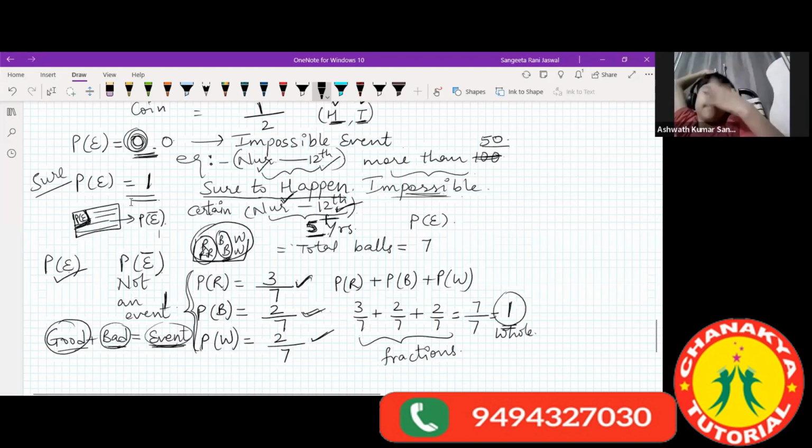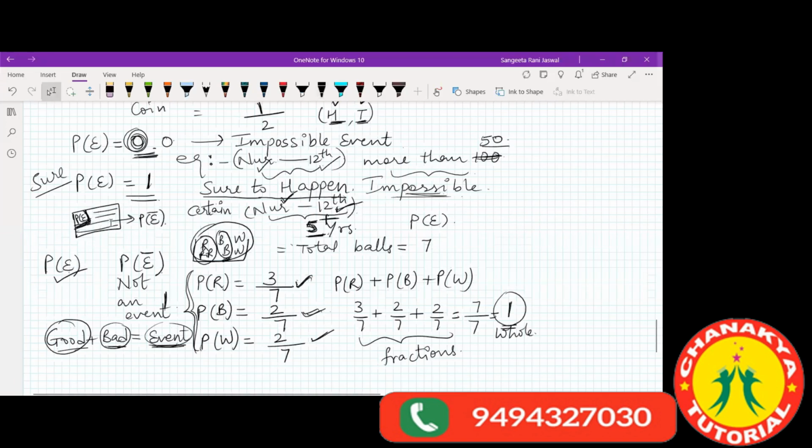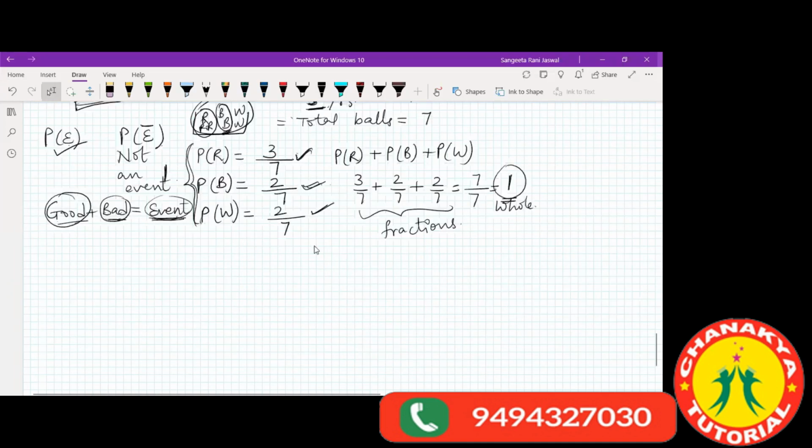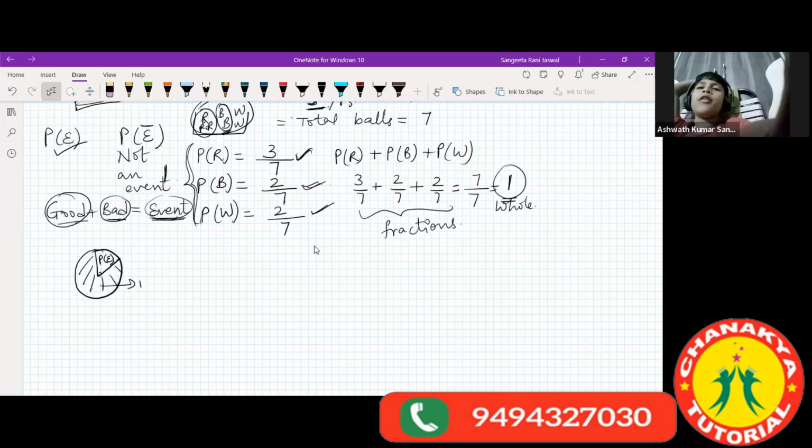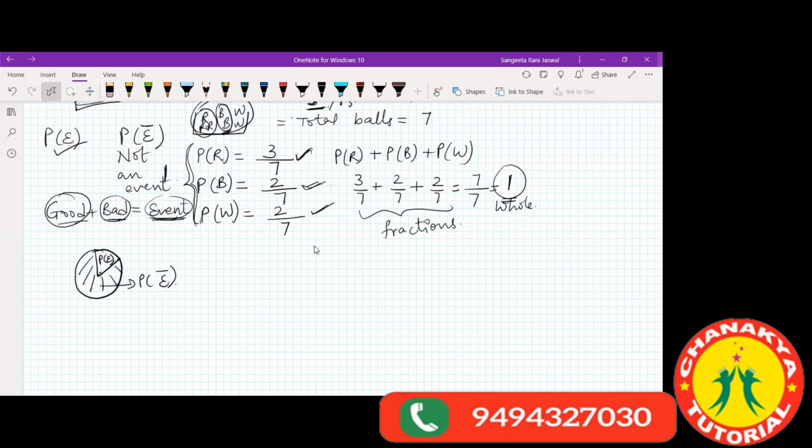So one is good and one is bad, and both of them make one event. Suppose this is a pizza, and I take out one piece from the pizza. This is my probability of an event. So what is the left out part? The probability of the event not occurring, and I write it like this.